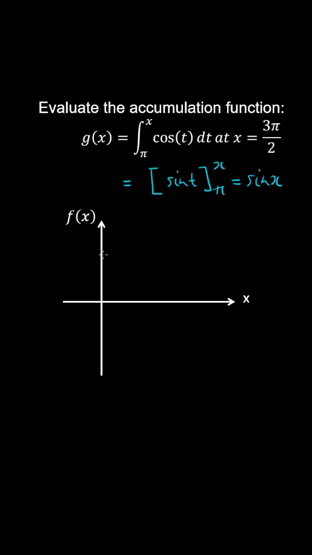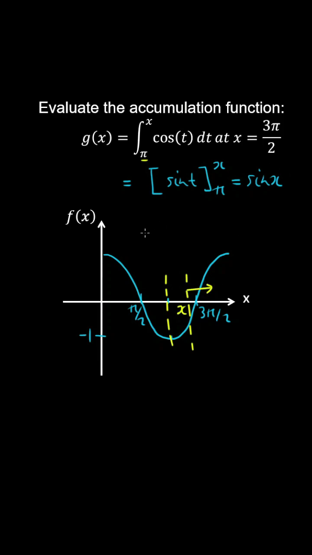So if we plot cosine x, it looks something like this. So at x equals pi on 2, cosine is 0, and at 3 pi on 2, cosine is 0. And it's equal to minus 1 at pi. So since the function is accumulating from x equals pi to some x over here, what we get is g of 3 pi on 2 is equal to minus 1. Okay, because the function is evaluated using this area over here, from pi to 3 pi on 2.